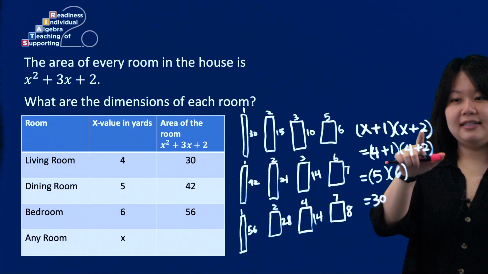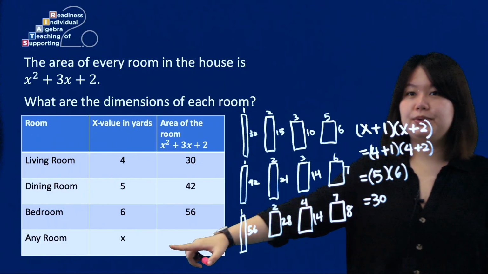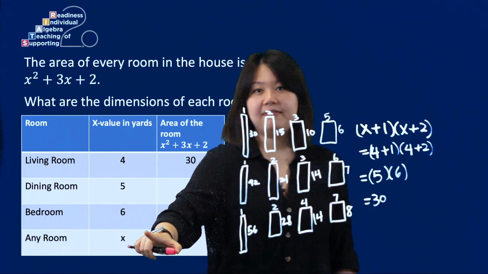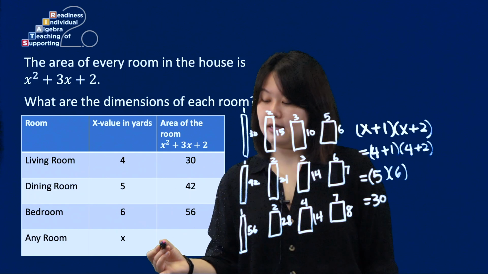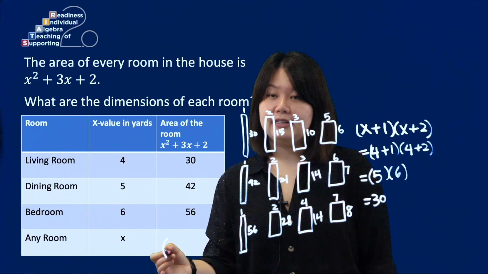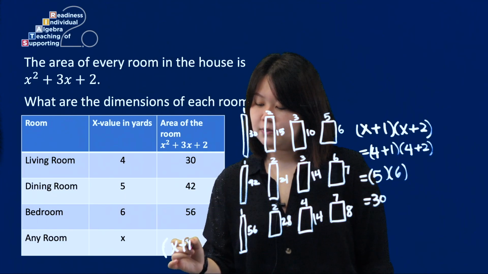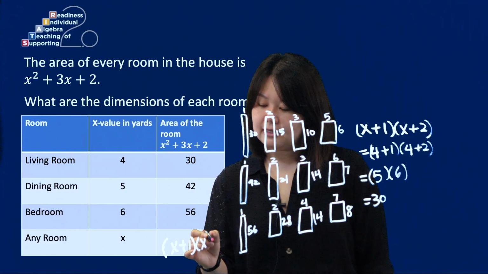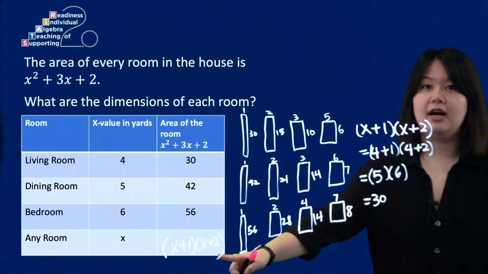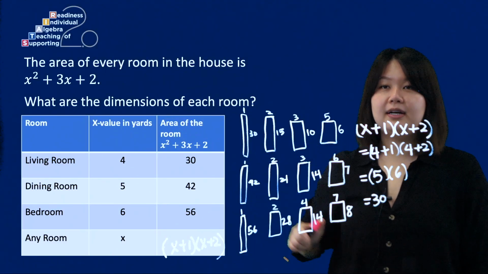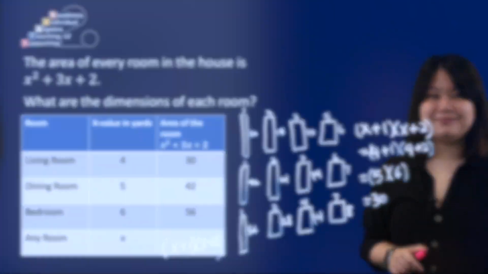So now we can bring this back to our rule down here that for any x value, the dimensions of the room will be x plus 1 and x plus 2 to get our product of x squared plus 3x plus 2.